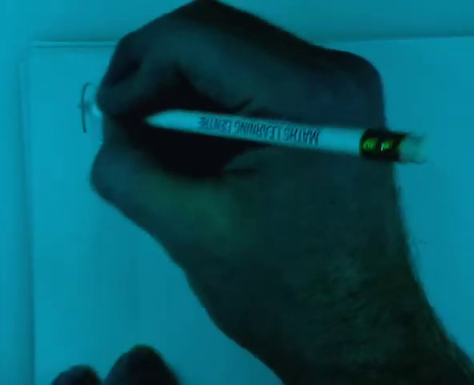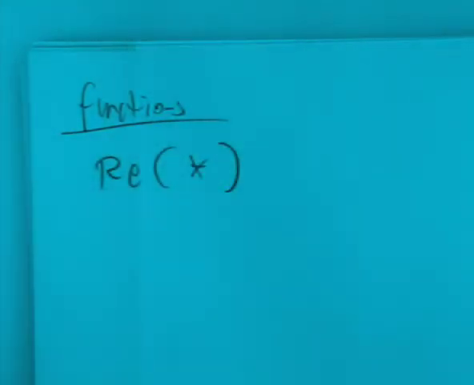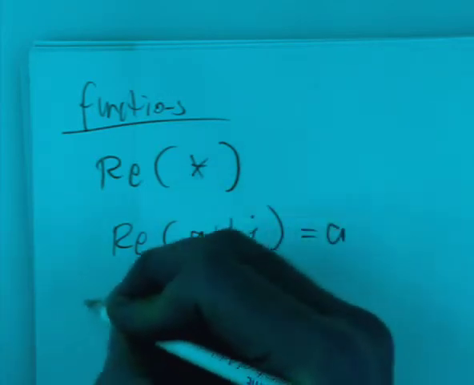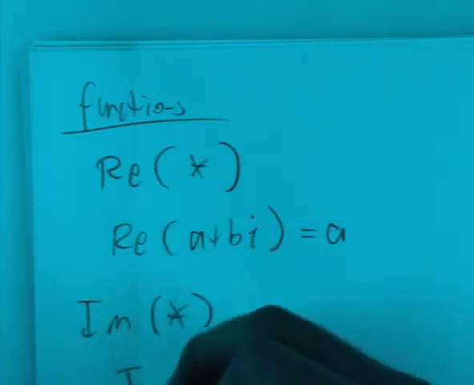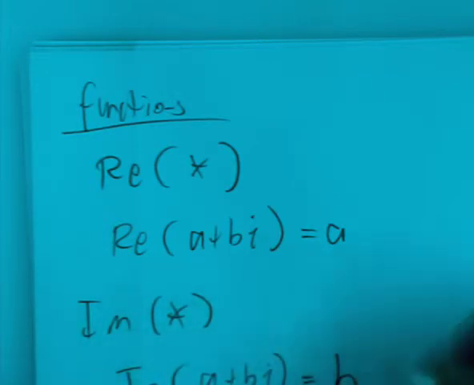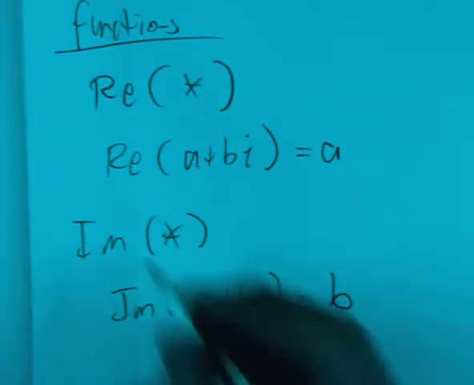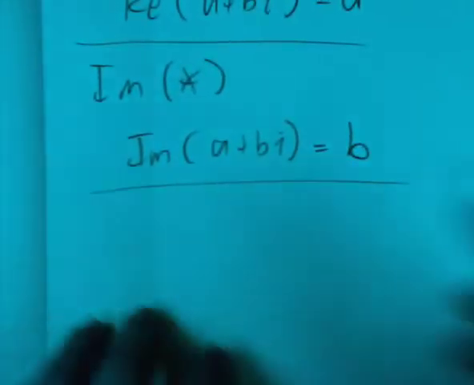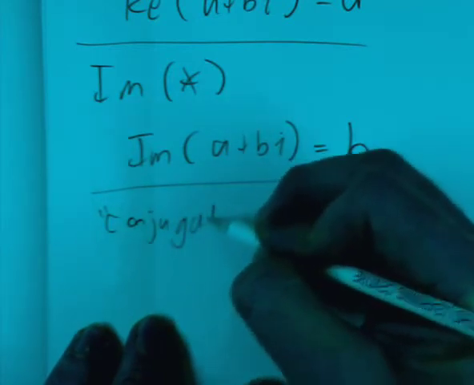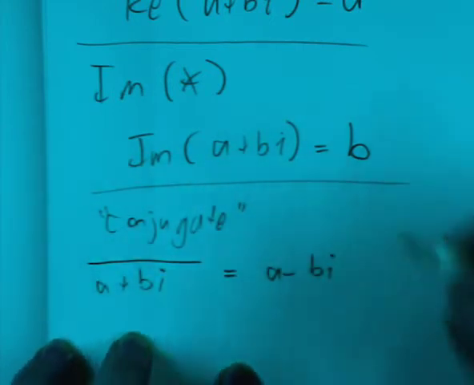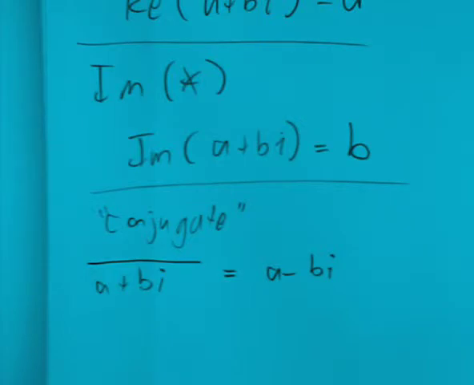But one more thing, there's two more things that we can do. So my other functions are the real part, which takes the real bit. So the real part of a plus bi is a. And the imaginary part of a plus bi is b. Note that the i is not there. Okay, so the imaginary part is the real number that's next to the i. And finally, there's the conjugate. So the conjugate of a plus bi is a minus bi. So you switch the plus or minus. If it was a minus bi already, then you turn it to a plus.